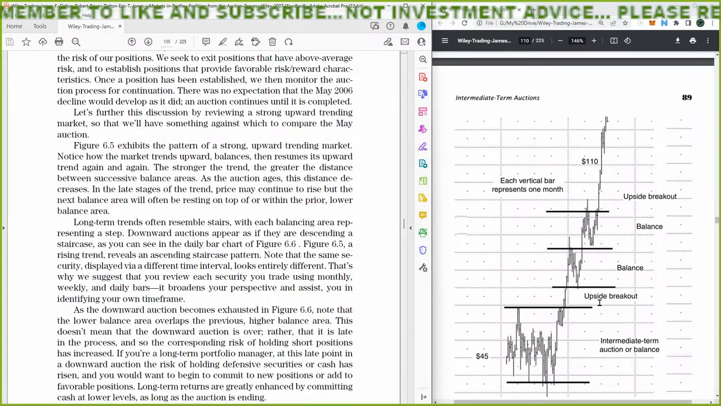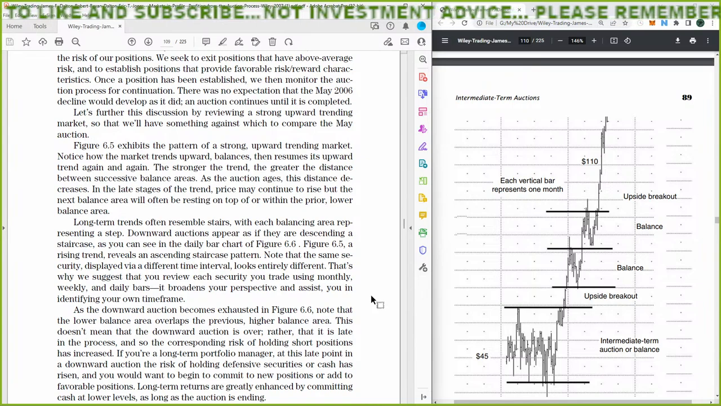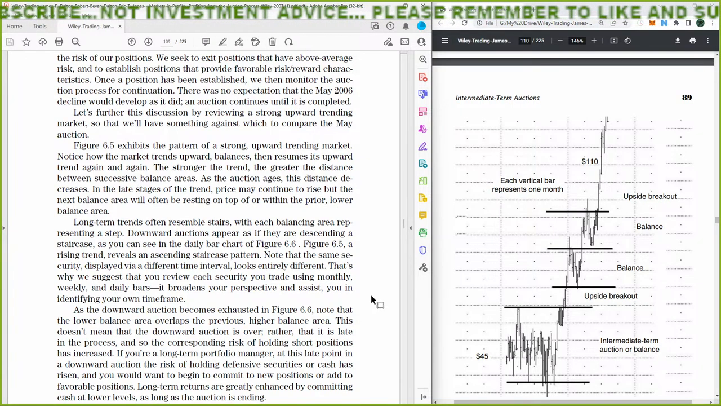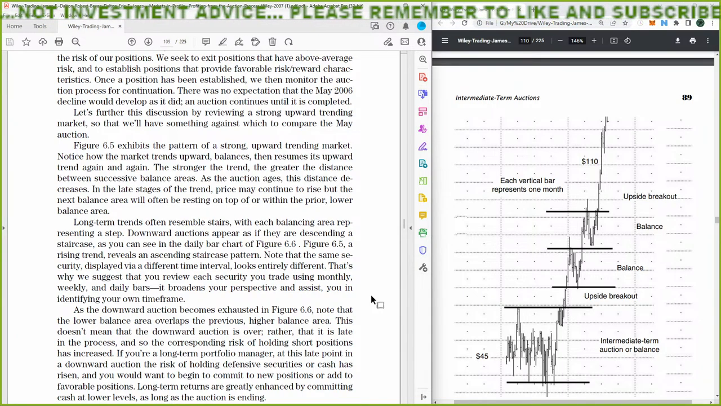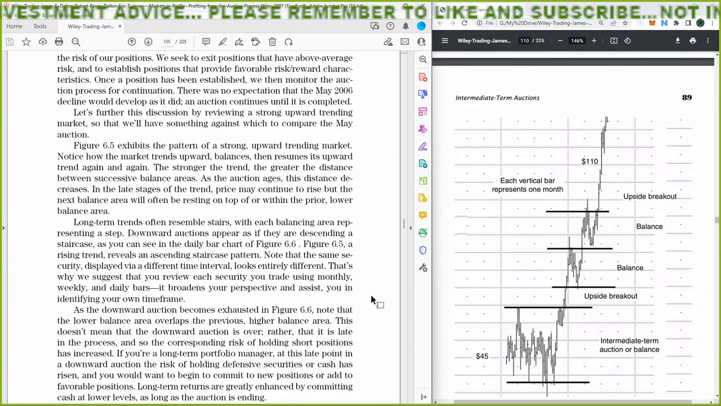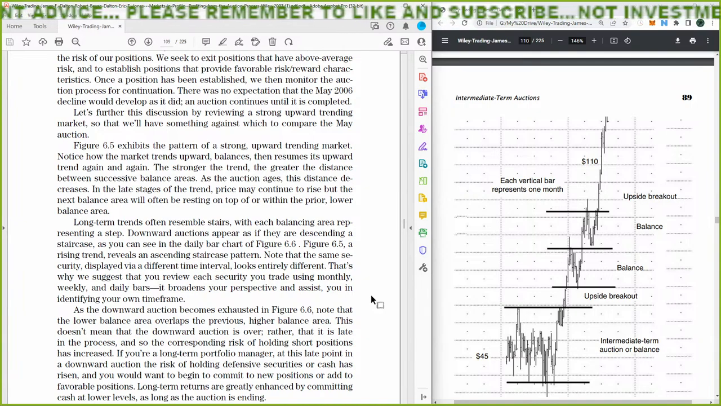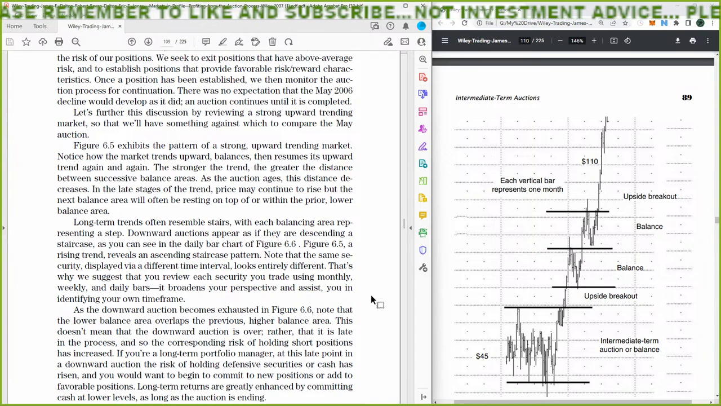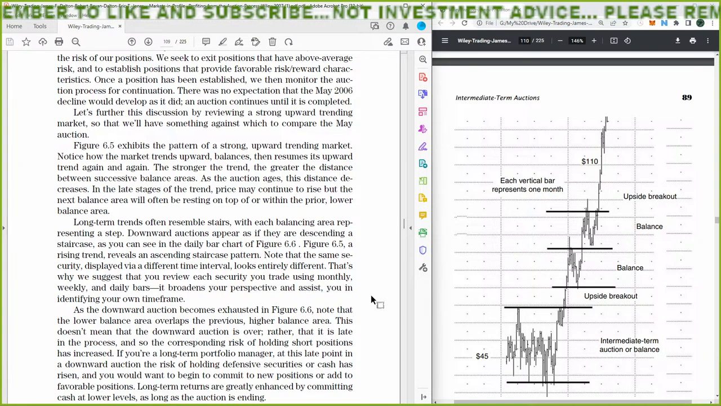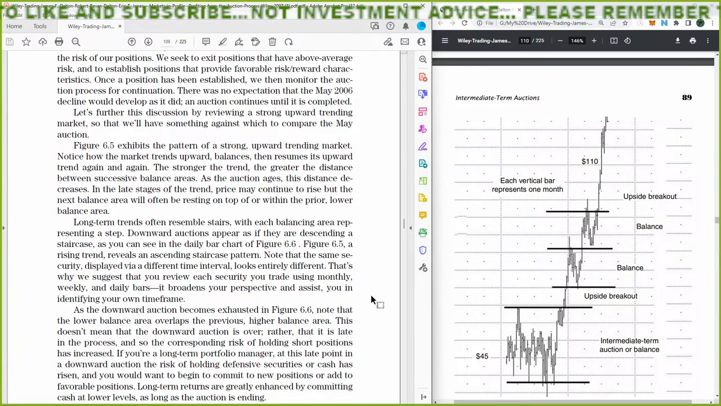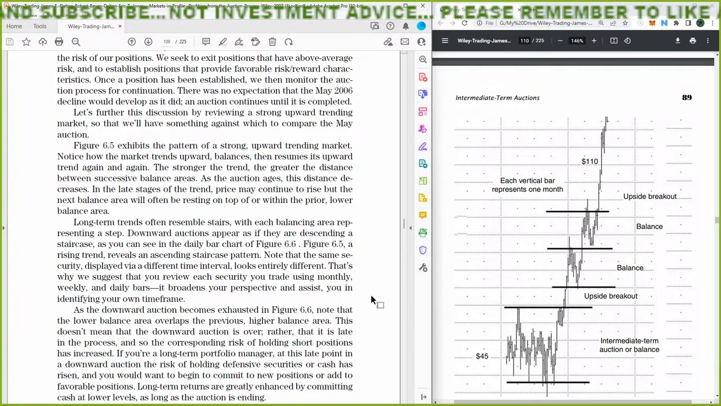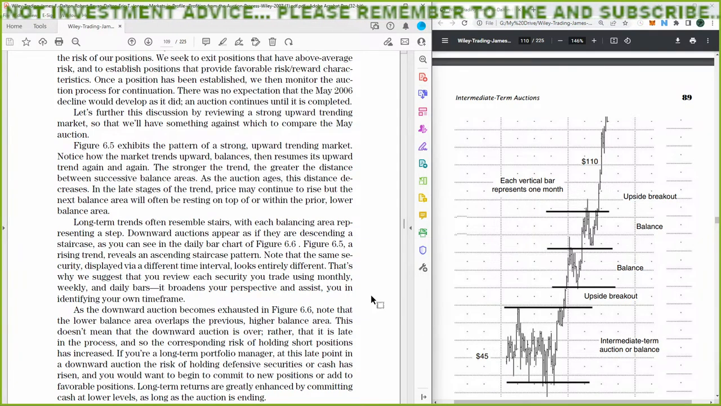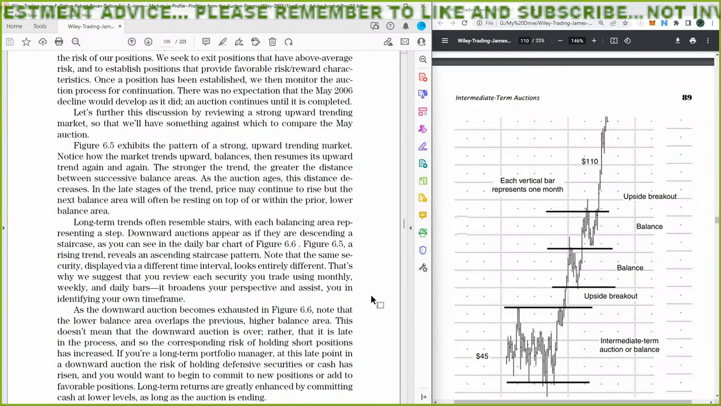Figure 6.5 exhibits a pattern of strong upward trending market. Notice the market trends upward, balances, and then resumes its upward trend again and again. The stronger the trend, the greater the distance between successive balance areas. As the auction ages, the distance decreases in the late stages of the trend. Price may continue to rise, but the next balance area will often be resting at the top or within the prior lower balance area.